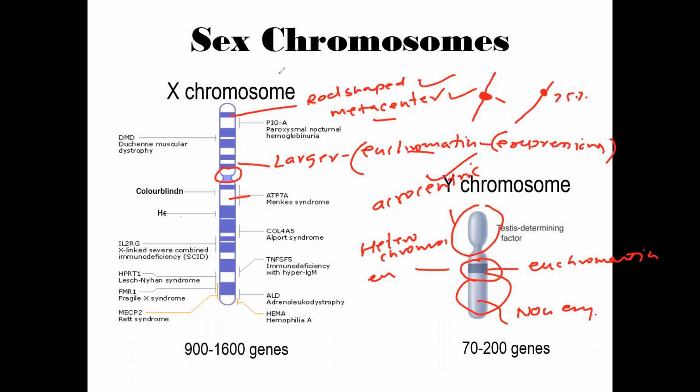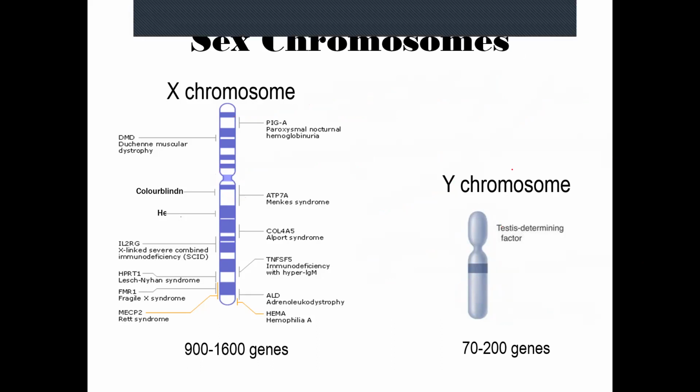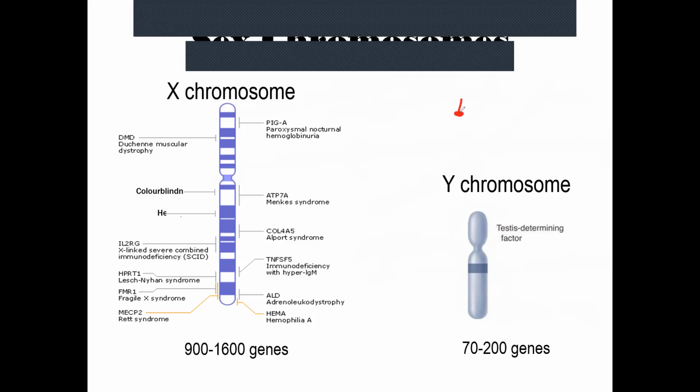Then one more thing we have along with the X chromosome and Y chromosome. In the X chromosome and Y chromosome, we observe two regions.